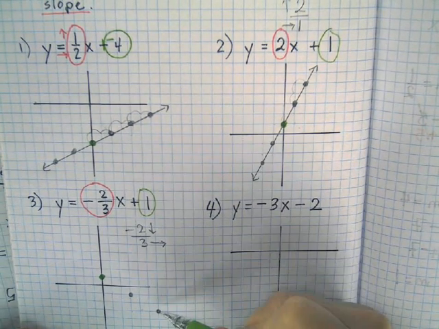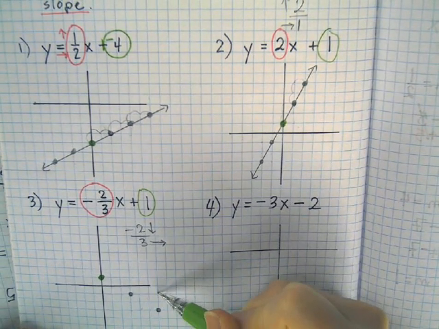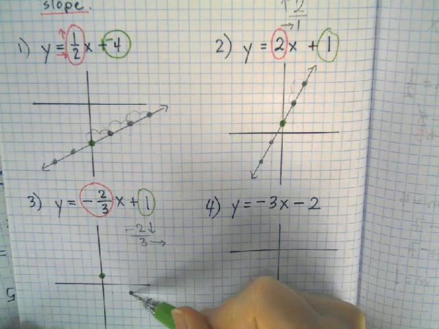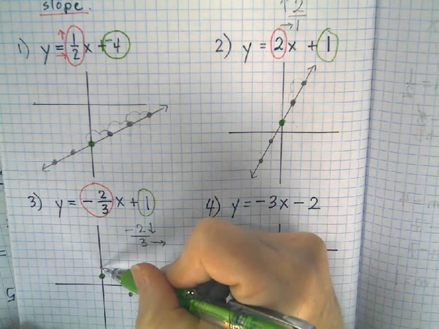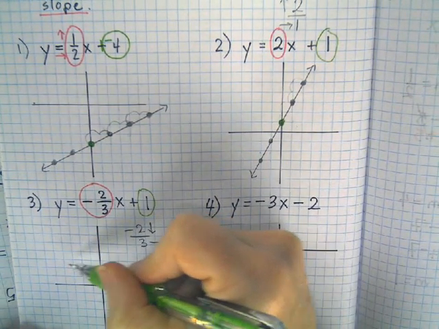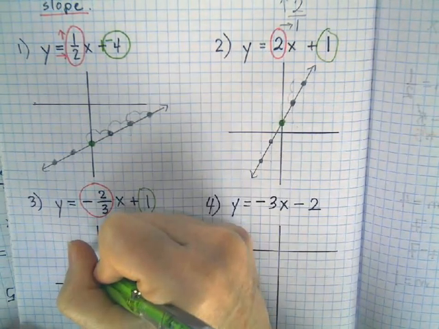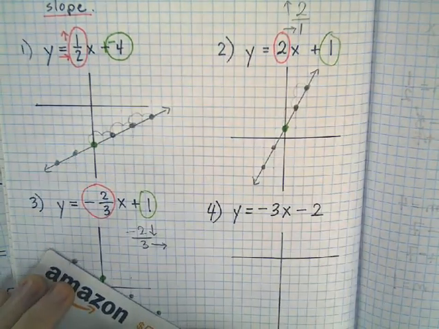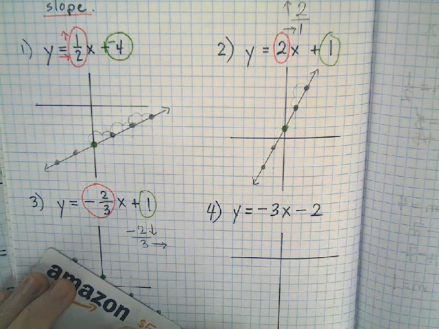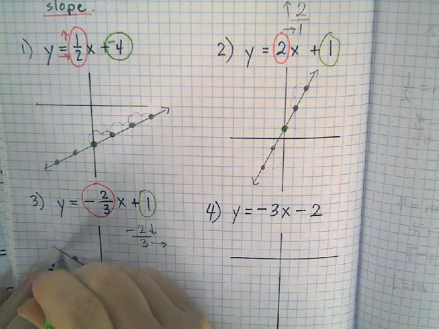I could also go the other way. I could go up 2 and to the left 3. Up 2 to the left 3, up 2 to the left 3, and put more points. And there it is. And now I can connect my points to a perfectly straight line. Perfectly straight.